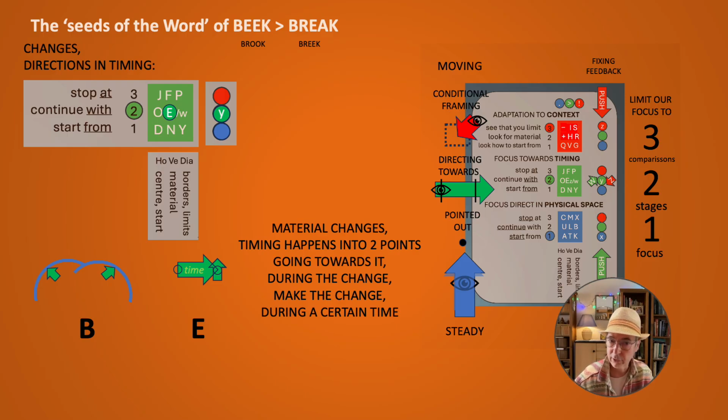So we're going towards it. We go from one point to the other, and we are actually in the middle of these timing processes during the change, making the change, or this is happening during a certain time. Very easy to understand. That's the letter E.